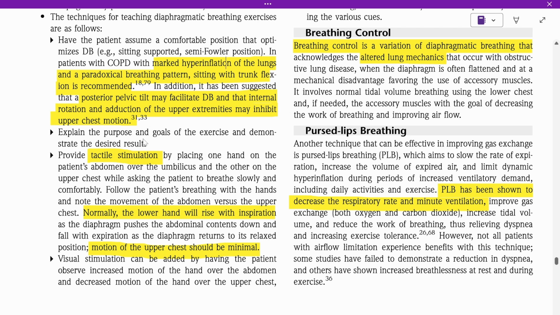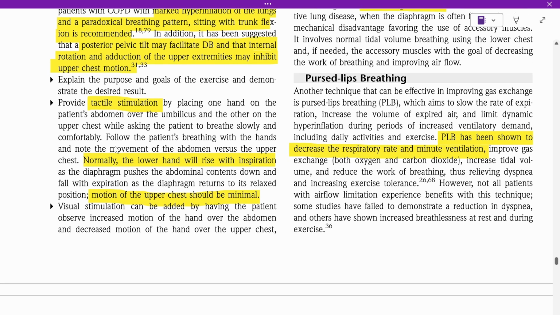Explain the purpose and goals of exercise and demonstrate the desired result. Provide tactile stimulation by placing one hand on the patient's abdomen over the umbilicus and the other on the upper chest while asking the patient to breathe slowly and comfortably. Follow the patient's breathing with the hands and note the movement of abdomen versus the upper chest.